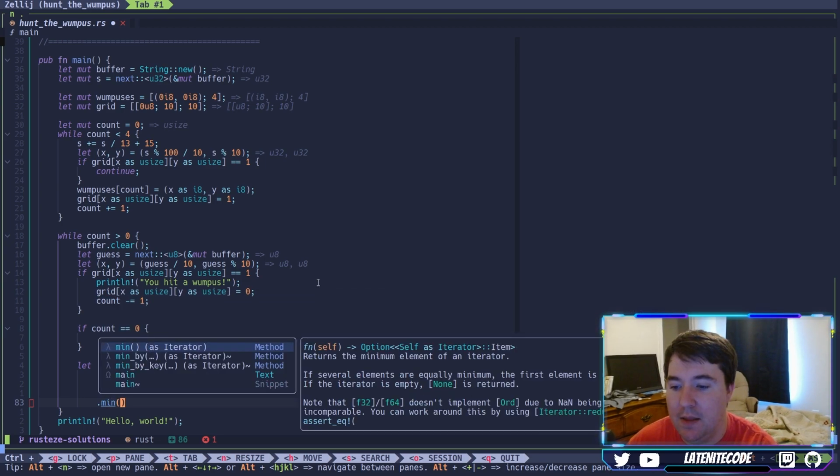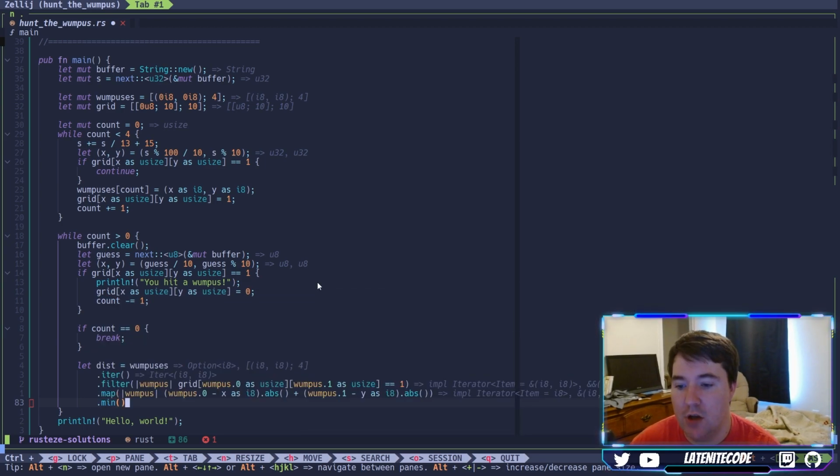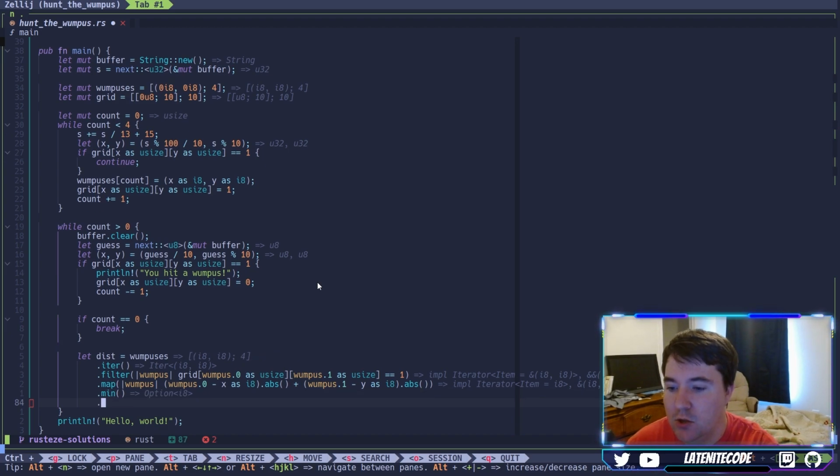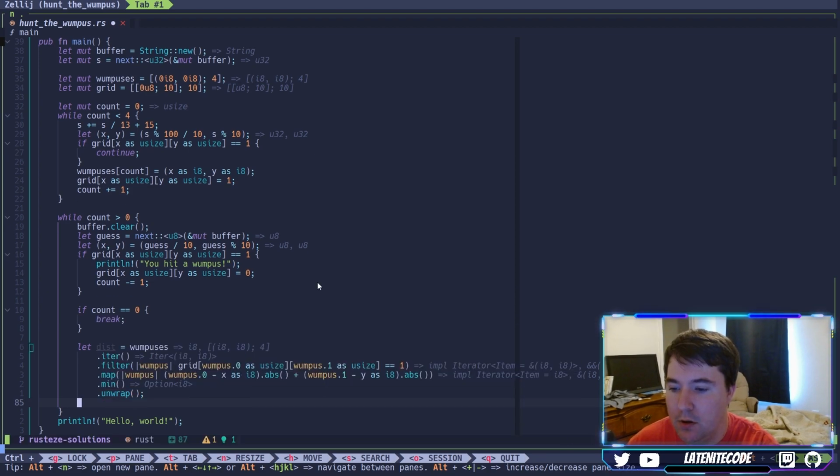Through this iterator, I can then go ahead and ask for the minimum of all such numbers. This will be an optional over that i8. So just keep in mind that it is an optional because an iterator is not guaranteed to have any values. The filter could have cleared them all. We know that there is going to be a value because there must be at least one Wumpus still in the grid. So we can just go ahead and unwrap that result and then go ahead and do a println of that distance to report that distance.